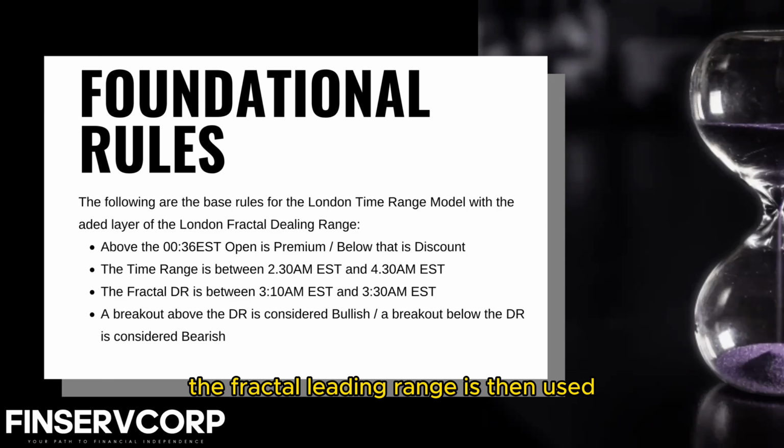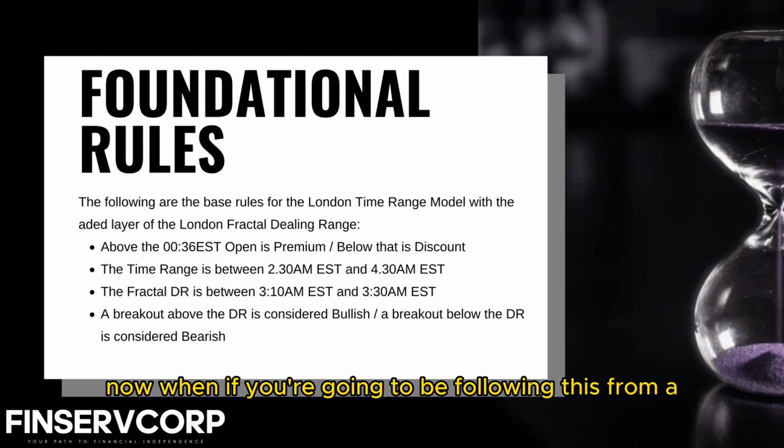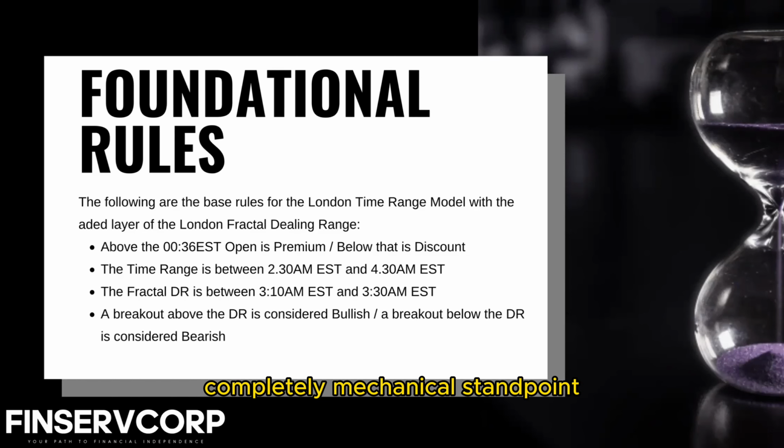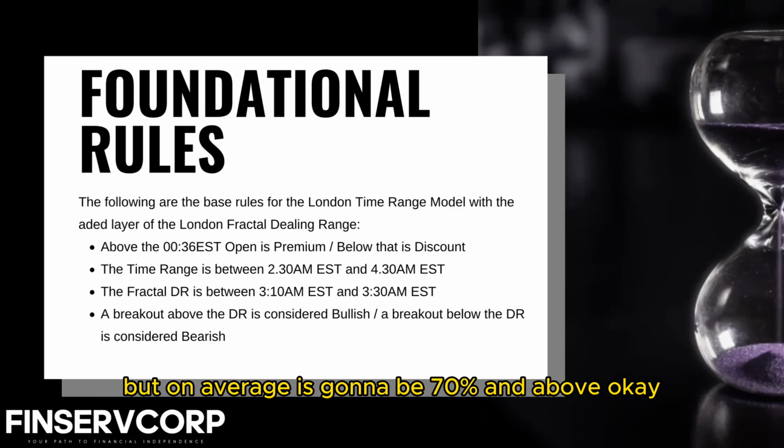The fractal dealing range is then used. You are looking at the fractal dealing range between 3:10 a.m. EST and 3:30 a.m. EST, Eastern Standard Time. A breakout above the dealing range is considered bullish, and a breakout below the dealing range is considered bearish. If you're going to follow this from a completely mechanical standpoint, you're going to have some skewed results. Sometimes it's going to be a 100% win rate, sometimes a 50% win rate, but on average, it's going to be 70% and above.